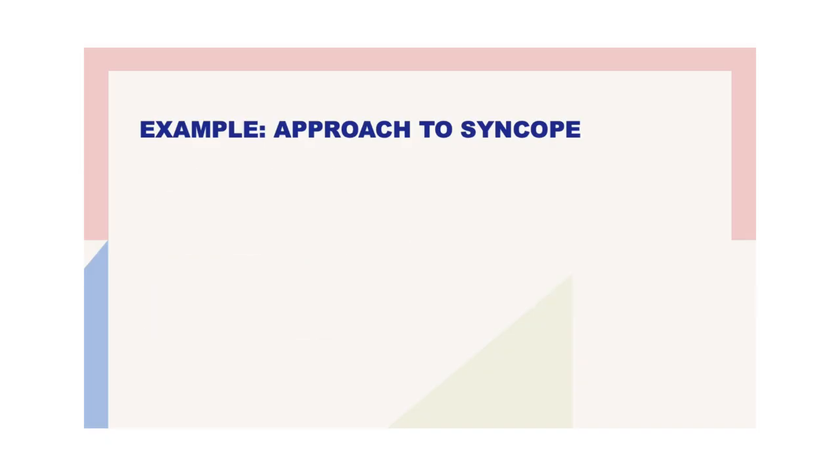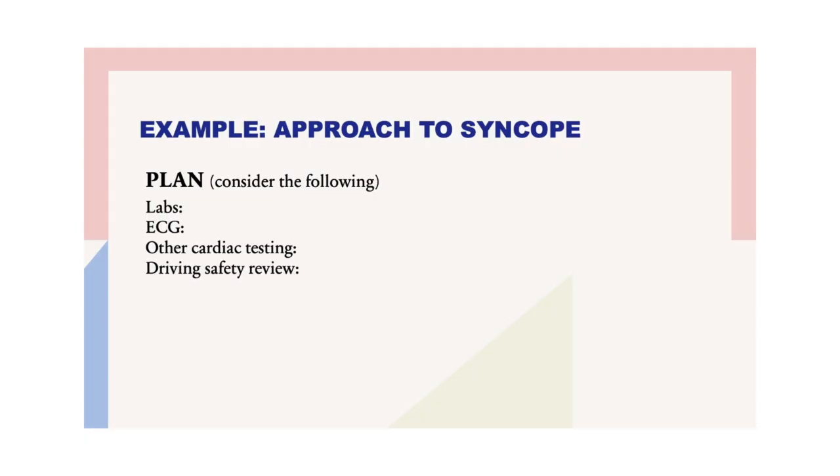And then lastly, for our P, we want to be documenting our plan. So this can look like a lot of different things depending on what your patient is presenting with. But here's an example for syncope. So we certainly might be considering labs, ECG, other cardiac testing, whether it be a stress test, echo, etc. We always want to review driving safety when we're seeing a patient with a syncopal episode, of course. We want to create a follow-up plan with that patient, whether it be keeping them in hospital or sending them home with emergency department precautions.